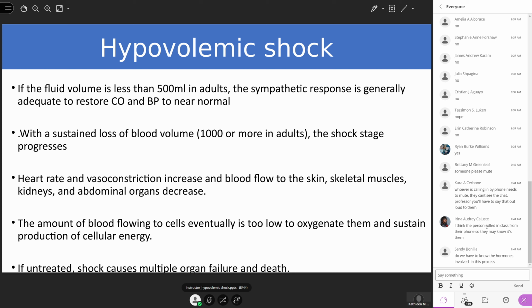The heart rate and vasoconstriction increase, and the blood flow to the skin, the skeletal muscles, the kidneys, and the abdominal organs decrease. Okay, so we've repeated that several times. The amount of blood flowing to the cells eventually is too low to oxygenate them and sustain production of cellular energy. That's obviously an emergency. And if untreated, shock causes multiple organ failure.